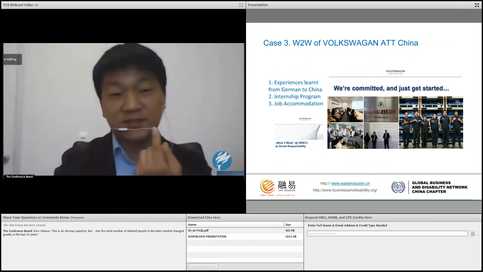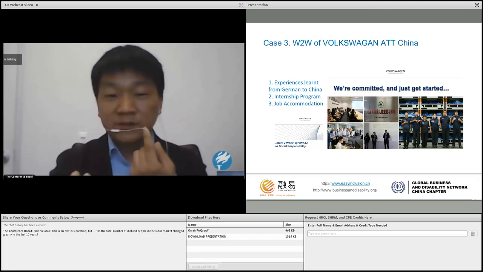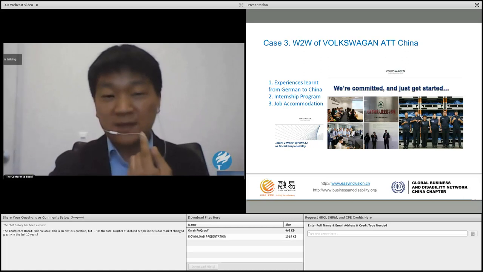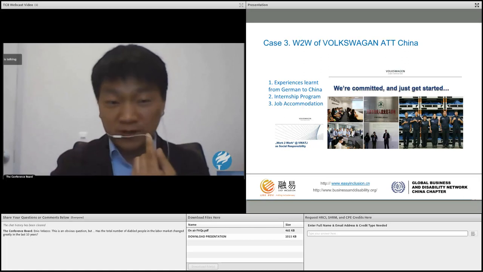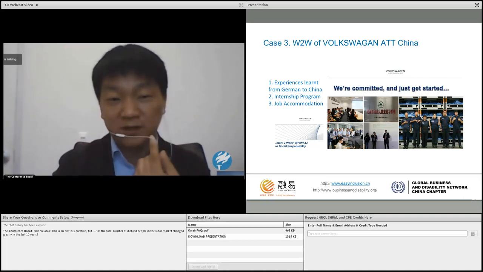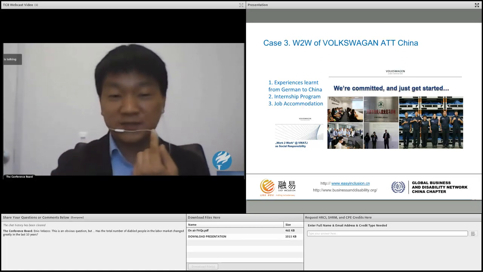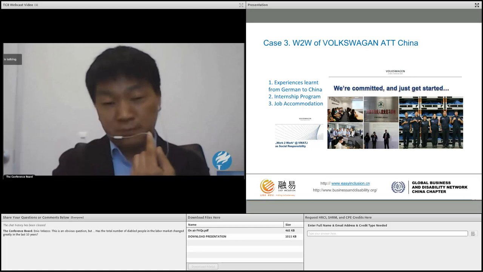Next one is a German company. I think many of you are using their cars. It's Volkswagen. Volkswagen in Tianjin started this project 3 years ago. They call it Work to Work, and it's very interesting. They learned this from Germany. But in Germany, the Work to Work project focuses on older workers returning to the labor market. In China, they found that the techniques developed in Germany are easily applied, like job accommodation, and how to make the facility more accessible to a person with disability.